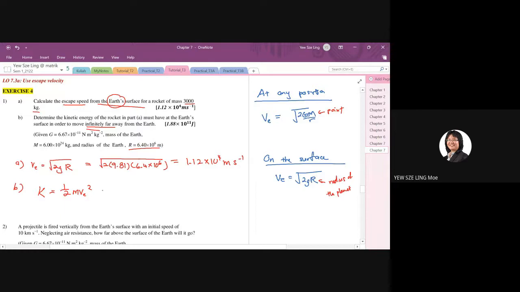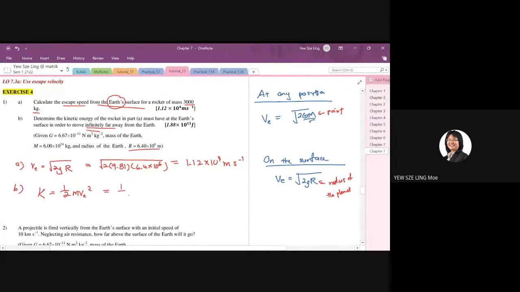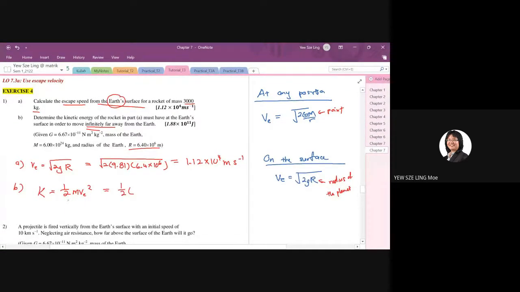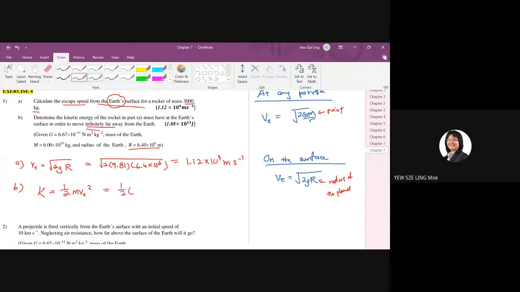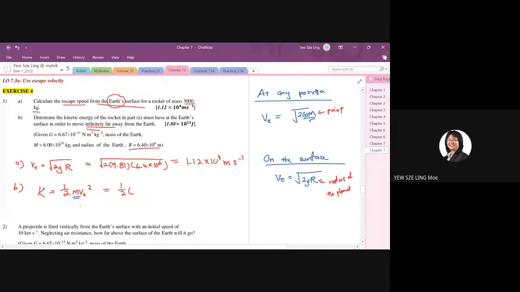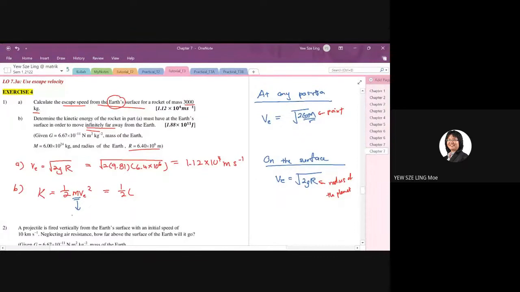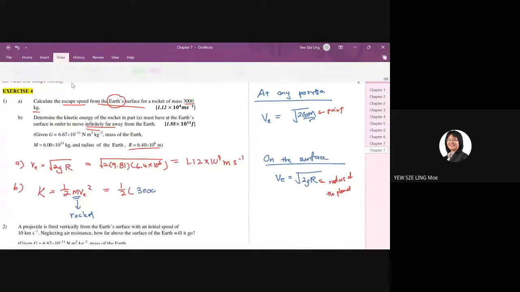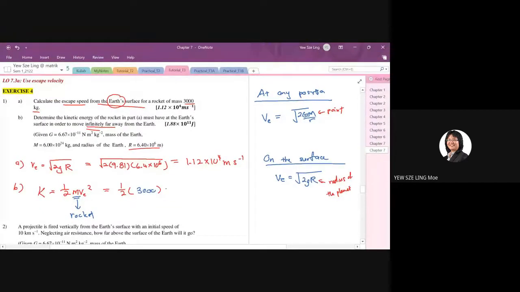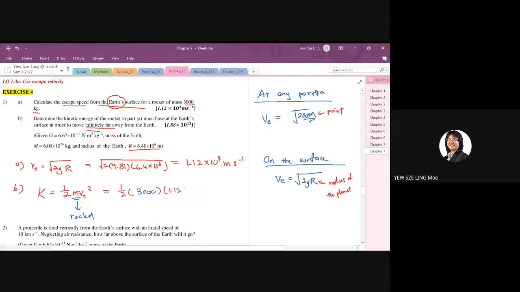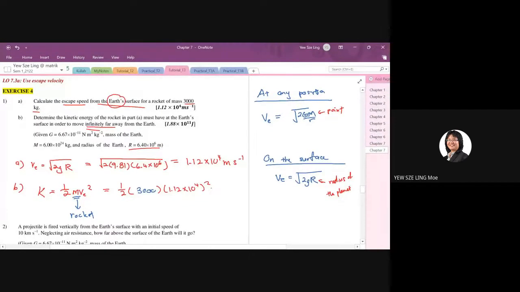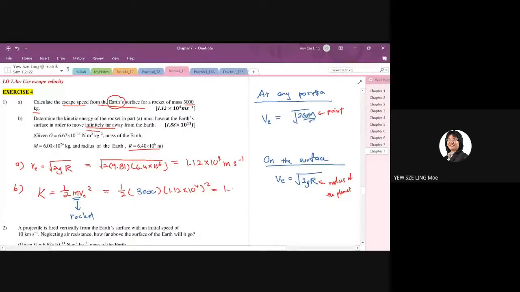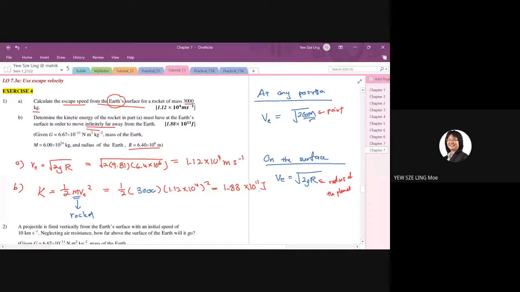So you use the escape velocity, 1 over 2. Now for the mass, the object that is moving, once again, is the rocket, so we use the mass of the rocket, which is 3,000 kg. And then the escape velocity, 1.12 times 10 to the power of 4, squared, which equals 1.88 times 10 to the power of 11 joules. So this is the amount of energy needed.